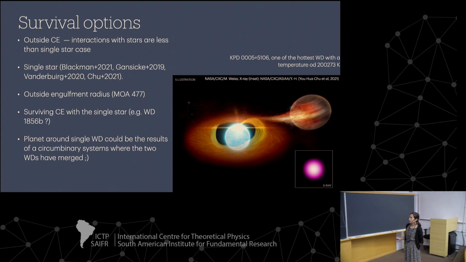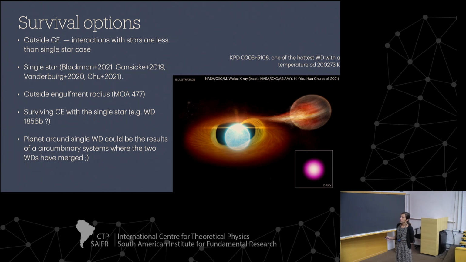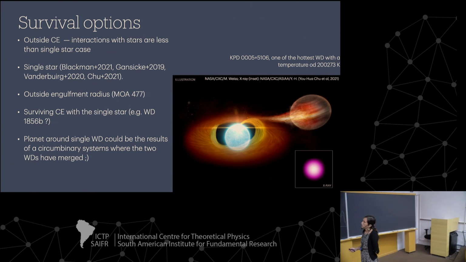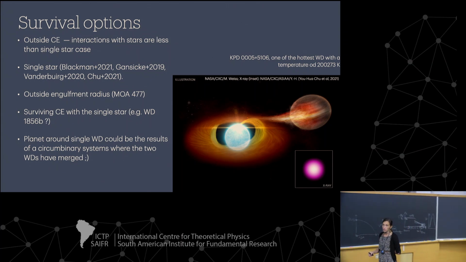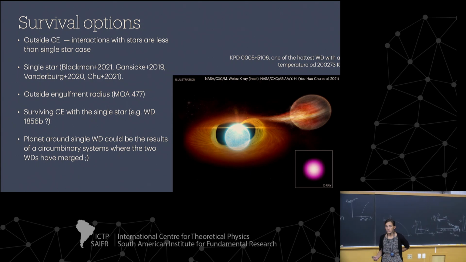The option, okay: the planets can survive because they are outside the tidal engulfment radius, so further away. They can survive the common envelope with a single star. Of course, they are more massive, and it's going to be easier to survive. But also, you need to consider that planets around a single white dwarf could be just the result of a planet that survived the merging of two white dwarfs. So two white dwarfs are merging, they don't pass the 1.4 solar masses limit, and then you have just one white dwarf and the planet.